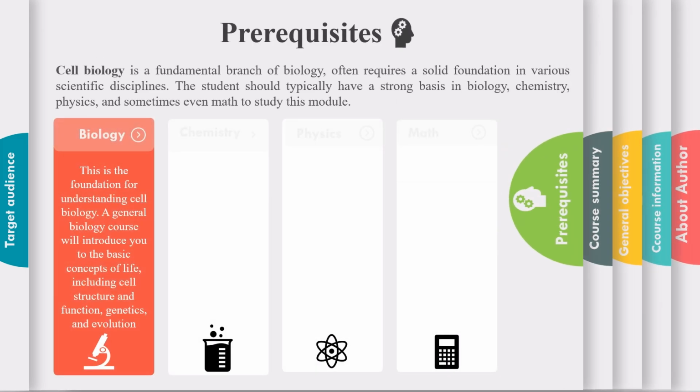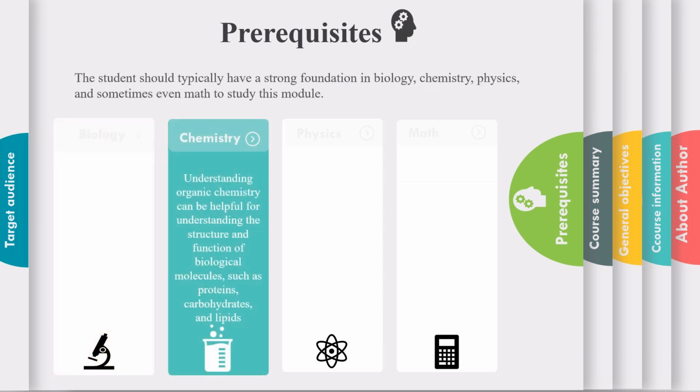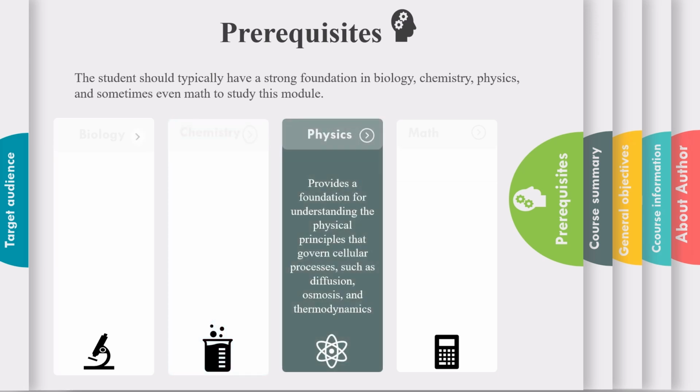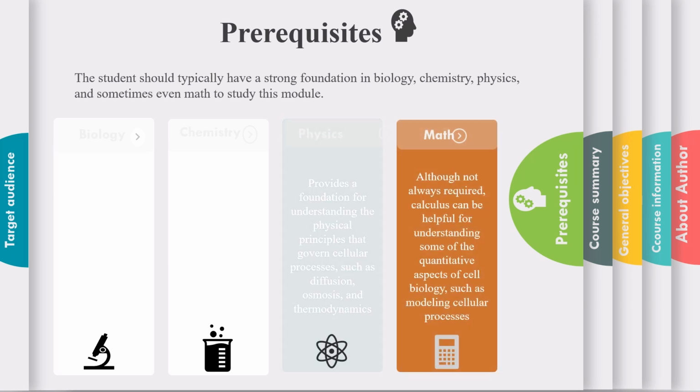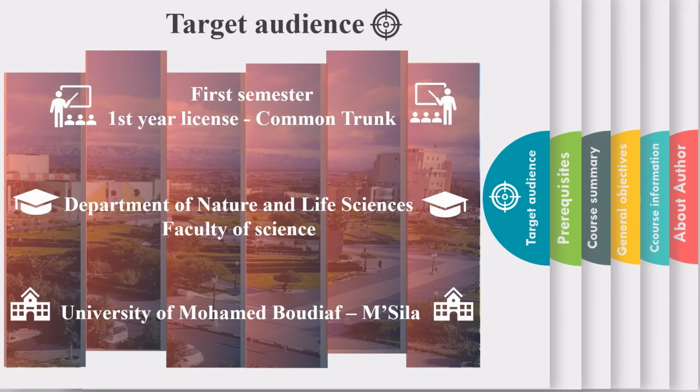So to be able to study this course, students should have a solid knowledge in different scientific disciplines such as biology, which is a foundation for cell biology. It will introduce the student to the cell structure, function, and evolution, as well as the organic chemistry which is needed for understanding biological structure and molecules, while physics can help in apprehending the cellular process such as osmosis and diffusion. In addition, math is not always required, but calculus will be needed in some aspect of cell biology.